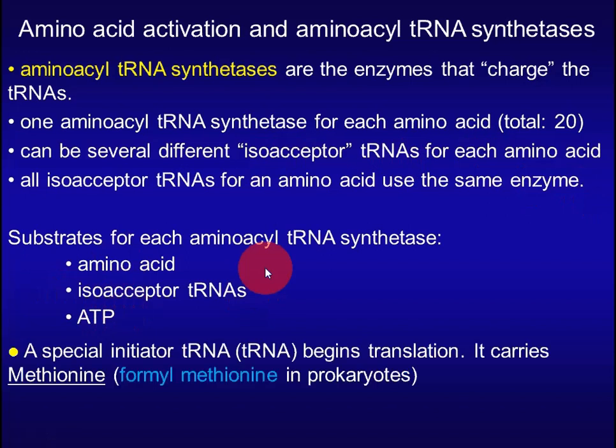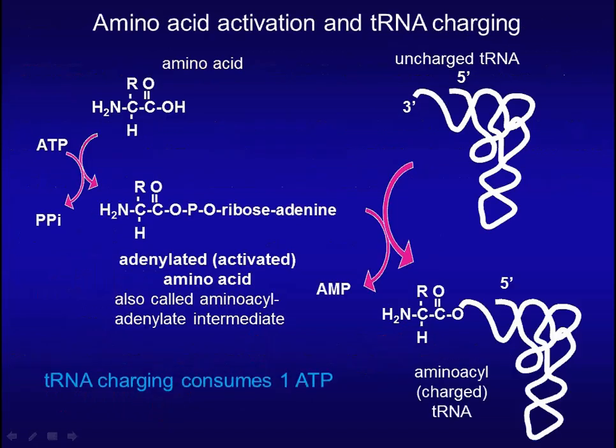A special initiator tRNA begins translation. It carries methionine in eukaryotes and formylmethionine in prokaryotes. This is how it works for tRNA charging. First, amino acid is loaded onto adenosine monophosphate and becomes activated. Second, the amino acid is then transferred to the 3' end of tRNA. Now this tRNA is charged.